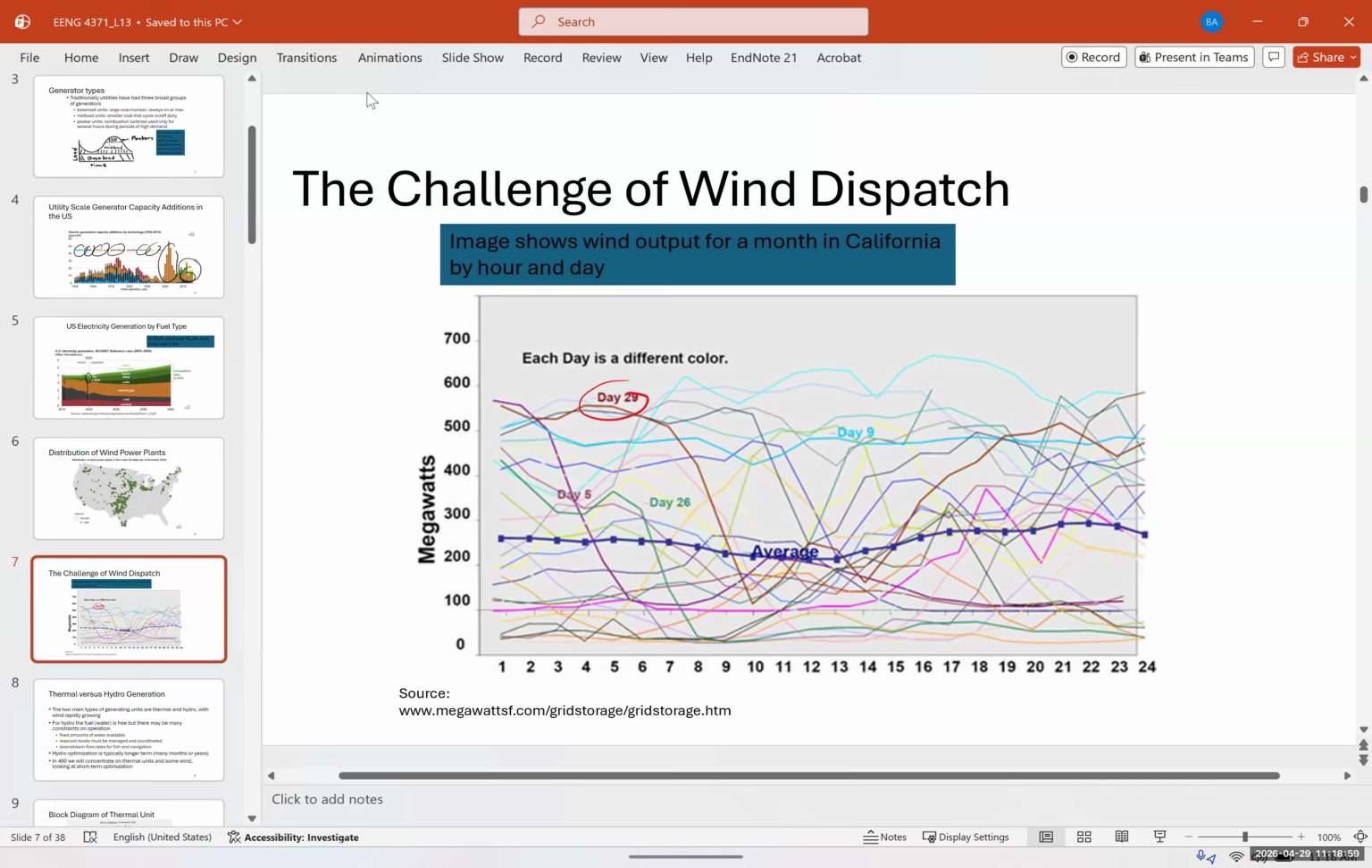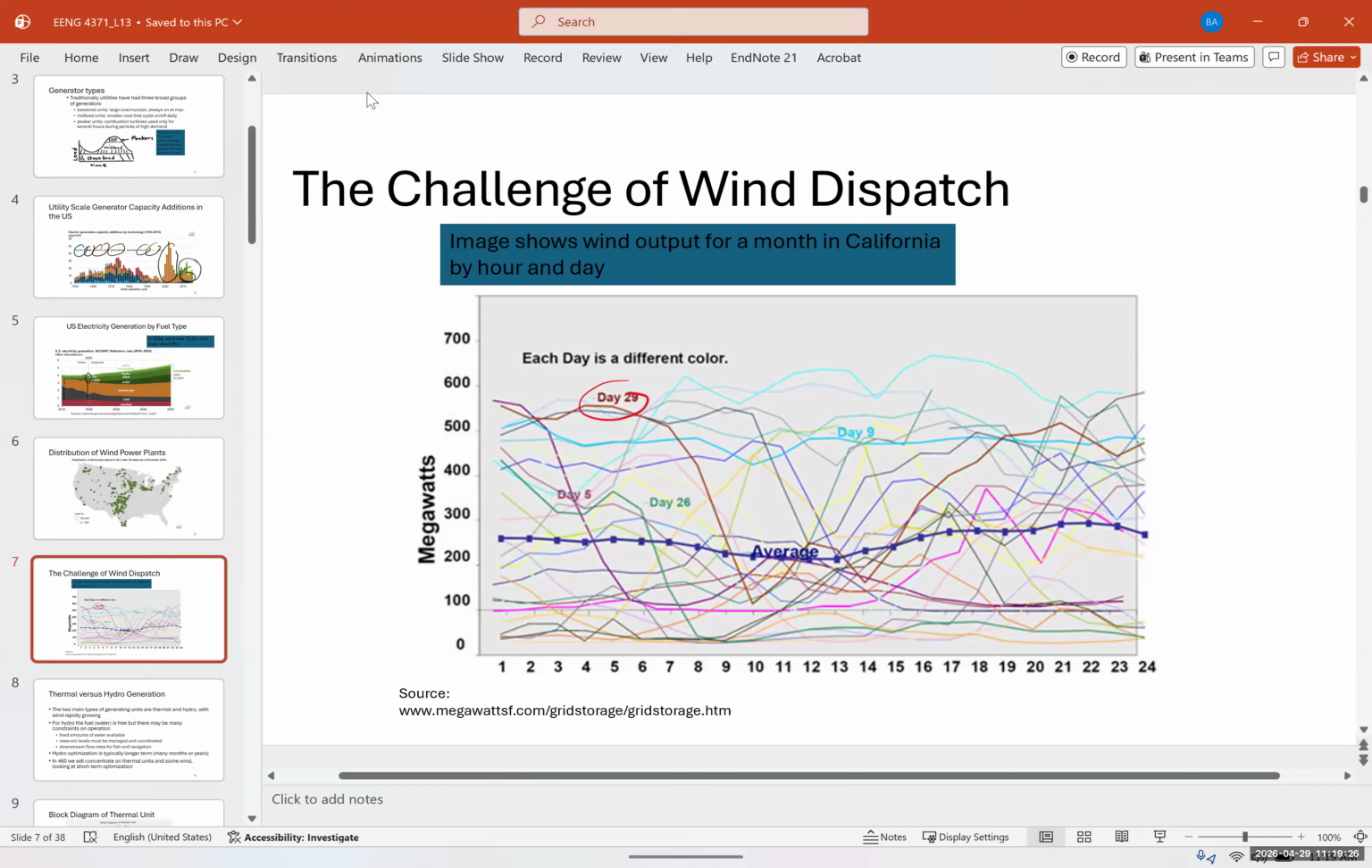And this variability actually makes the economic dispatch more challenging. With a conventional thermal plant, if you tell it to produce 200 megawatts, it will produce 200 megawatts. But with wind, it doesn't work that way. We get whatever wind is given to us, so we can't predict it. It's going to be very difficult to predict.